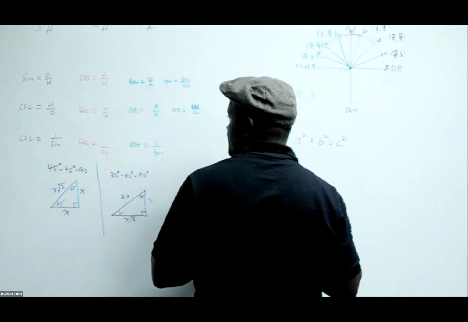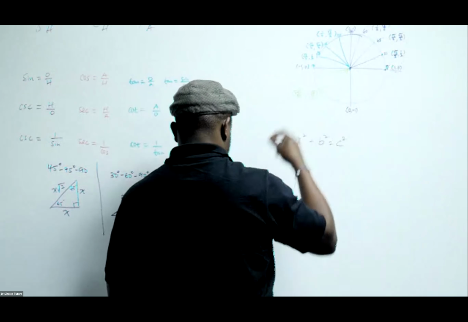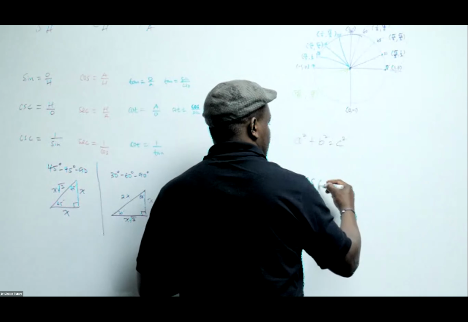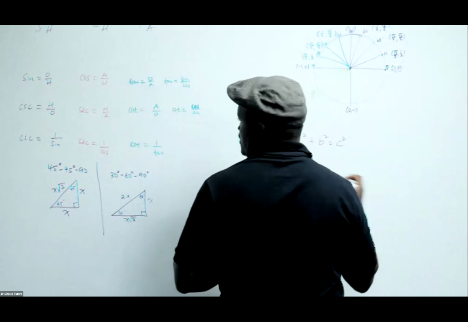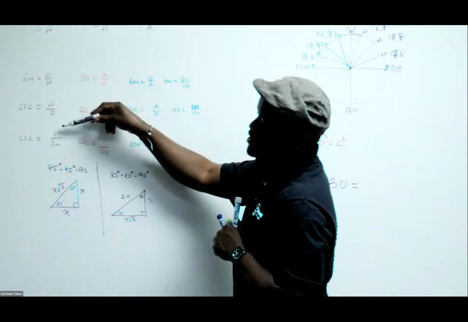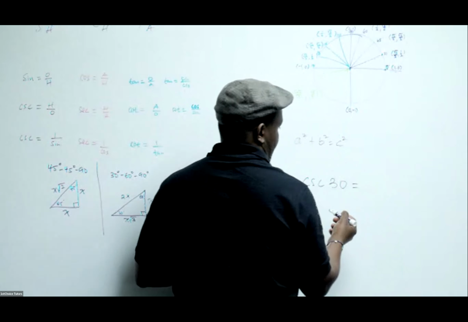Hypotenuse over opposite. True, but we don't have a triangle here. What we're dealing with is this. So we want to go with the one that's actually beneficial. We don't have a triangle to go with this. We have to go with 1 over sine.